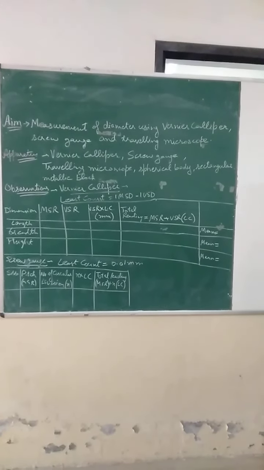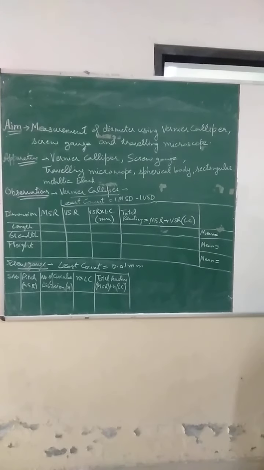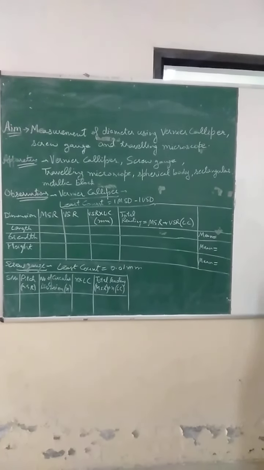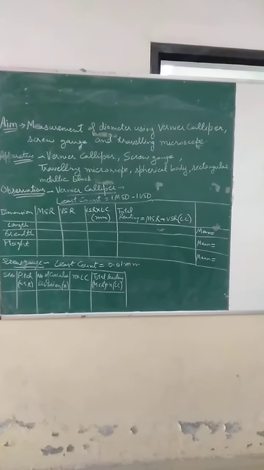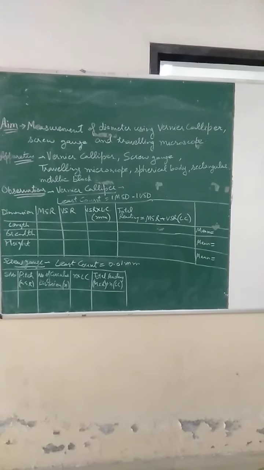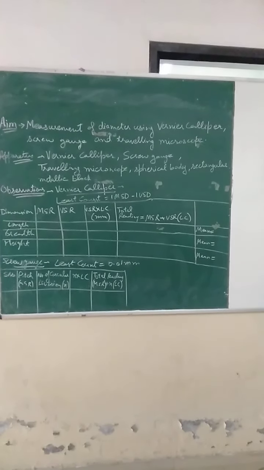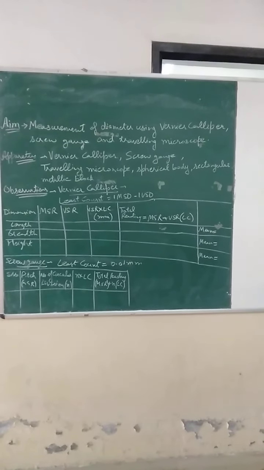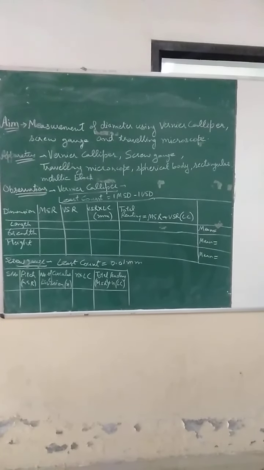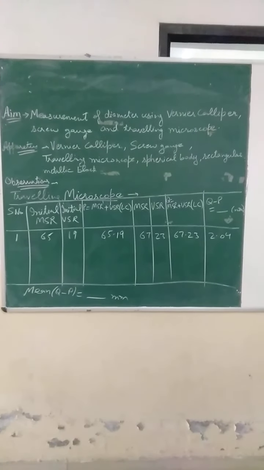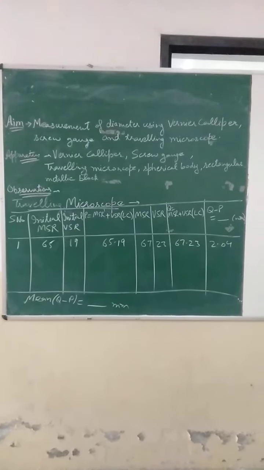Similarly for the screw gauge, the least count is 0.01 mm, and I have shown you the pitch on the apparatus. The number of circular divisions was nearly 20, and n means the number of circular divisions. N multiplied by least count, and then the total reading will be main scale reading plus n into least count. So beta, this is how we can calculate the readings for the travelling microscope.